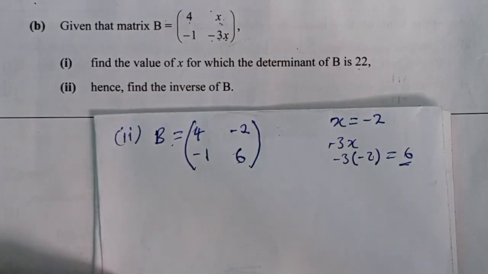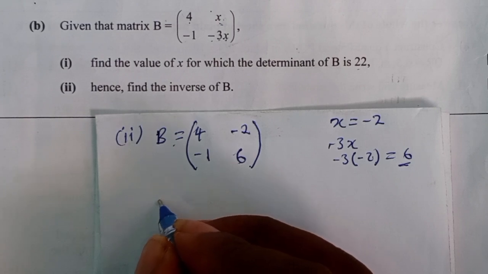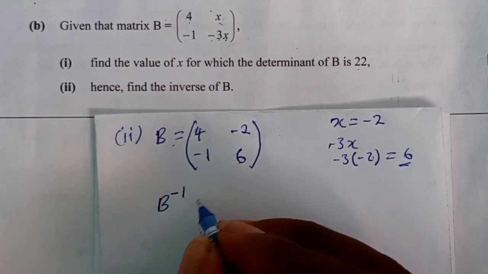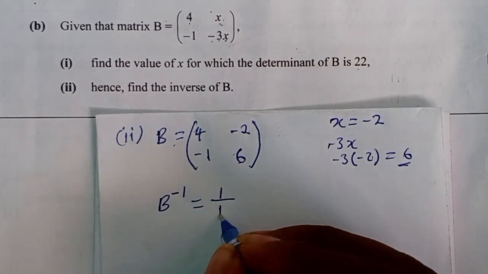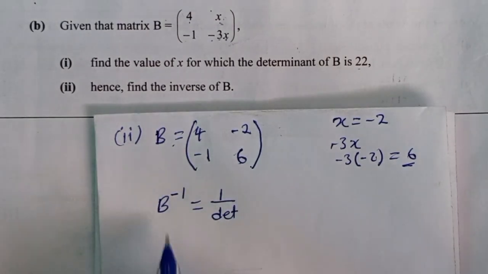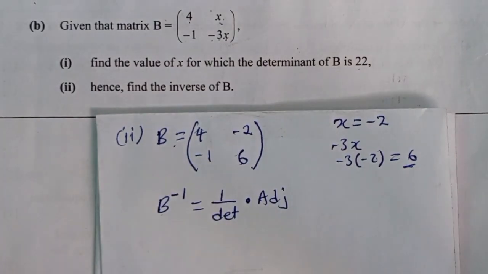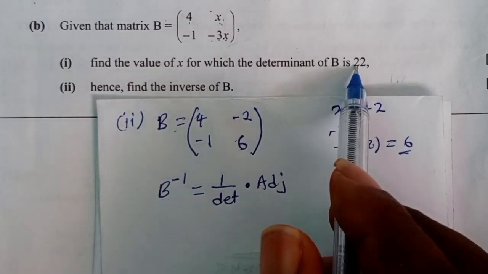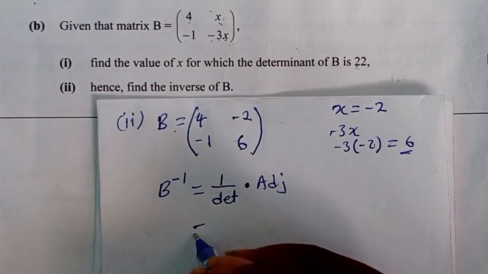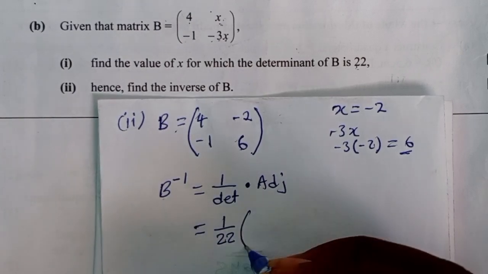How do we find the inverse of the matrix? The inverse of the matrix is given by this simple formula: the inverse of matrix B is equal to 1 divided by the determinant of matrix B, times the adjoint. Do we have the determinant? Yes, the determinant of the matrix is given to be 22. So the inverse is equal to 1 over 22 times the adjoint.